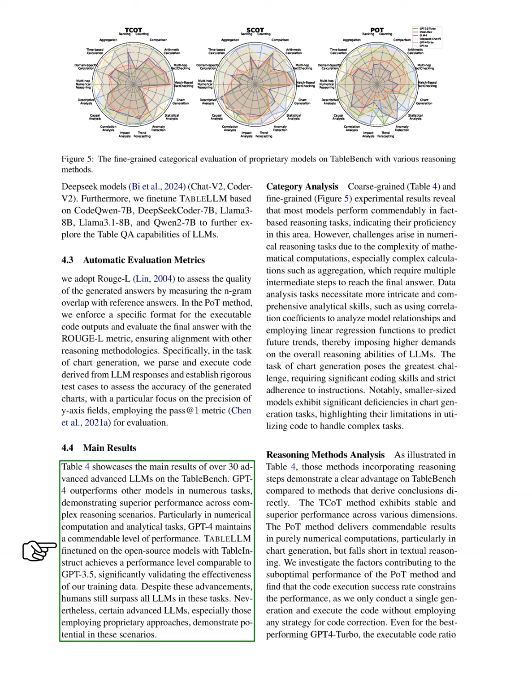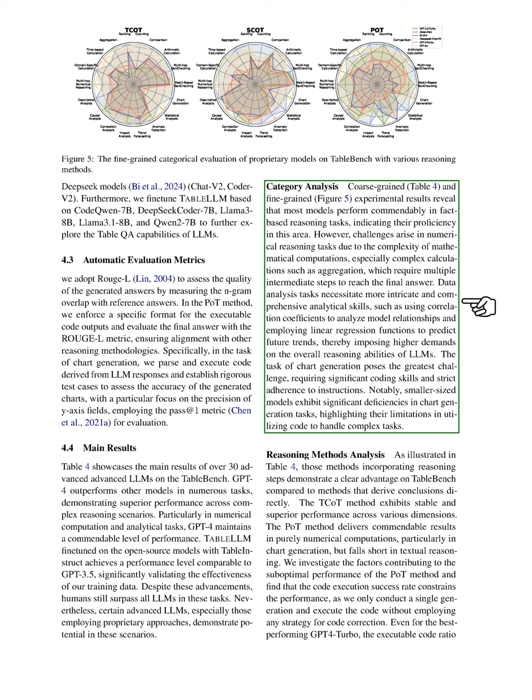Our main results, presented in a table, show that over 30 advanced LLMs were tested on the TableBench. GPT-4 stands out, outperforming other models in many tasks, especially in complex reasoning scenarios, including numerical computations and analytical tasks. A model fine-tuned on open-source data with TableInstruct performs similarly to GPT 3.5, confirming the effectiveness of our training data. However, humans still outperform all LLMs in these tasks, although some advanced LLMs, particularly those using proprietary methods, show promise.